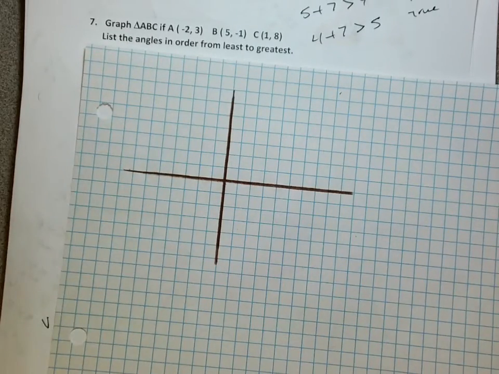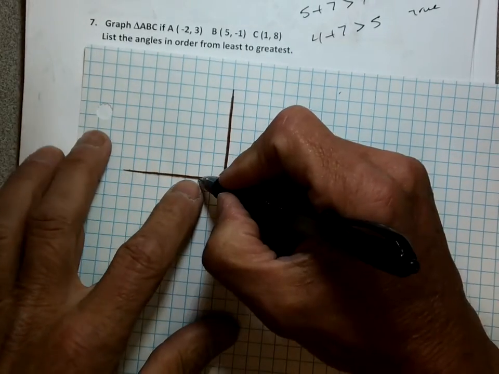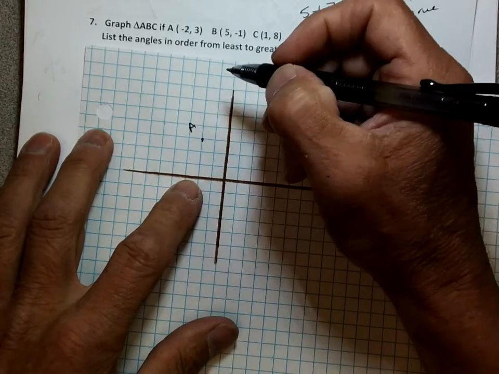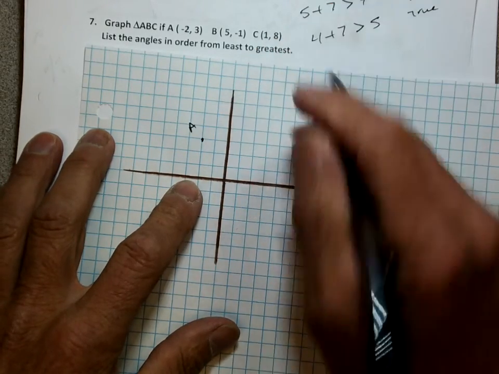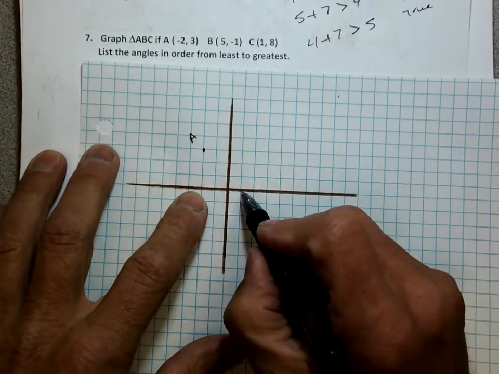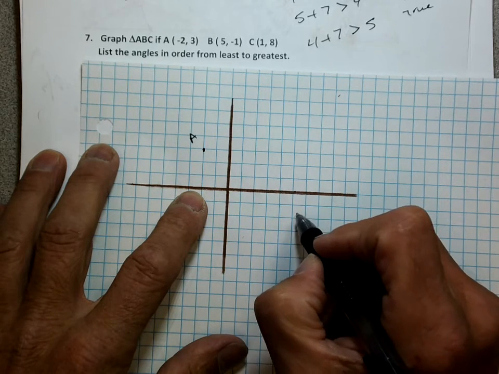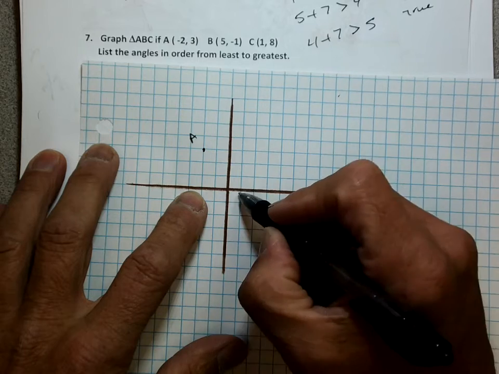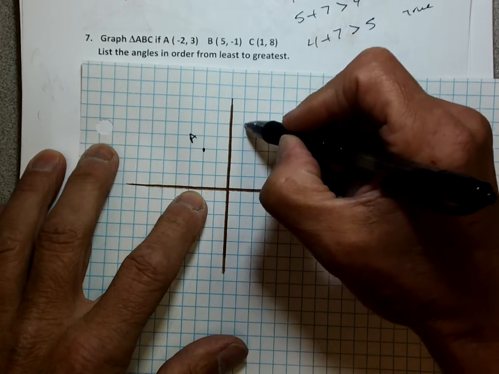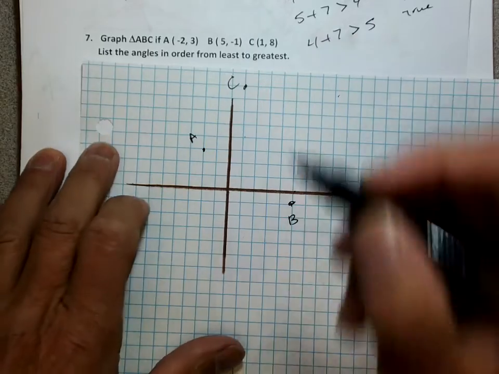All right. So -2, 3. There's point A. -2, 3, 5. 1, 2, 3, 4, 5. -1 and 1. 1, 2, 3, 4, 5, 6, 7, 8. Okay. This triangle ABC.